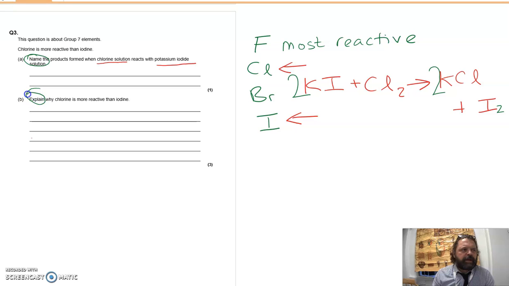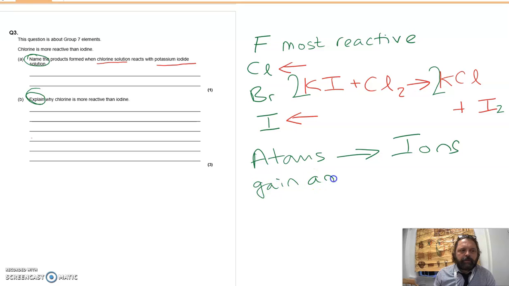Last part, explain. Explain why chlorine is more reactive than iodine. So we know that it is true, and our answer here needs to be in terms of how easily their atoms become ions. So reactivity is all about atoms changing into ions. And remember our key fact that for group 7, they want to gain electrons. So the easier it is for an atom to gain an electron and become an ion, the more reactive it will be. And we know that fluorine here at the top is the most reactive.